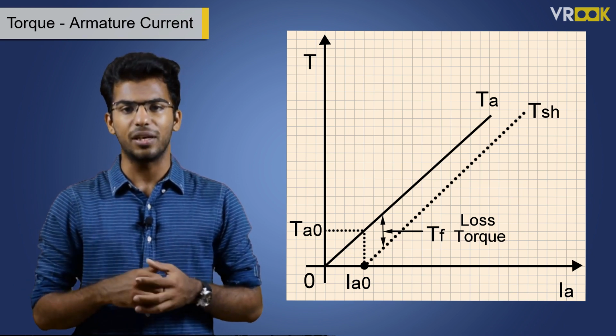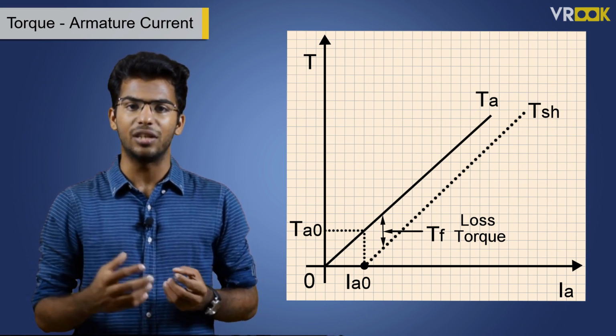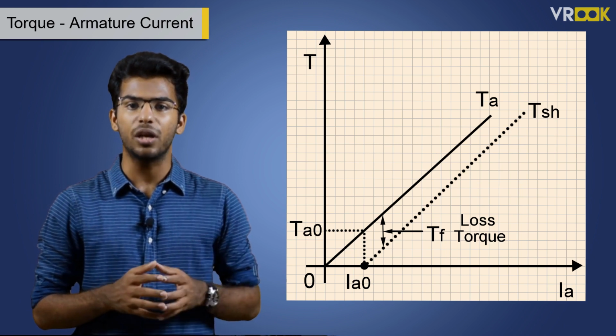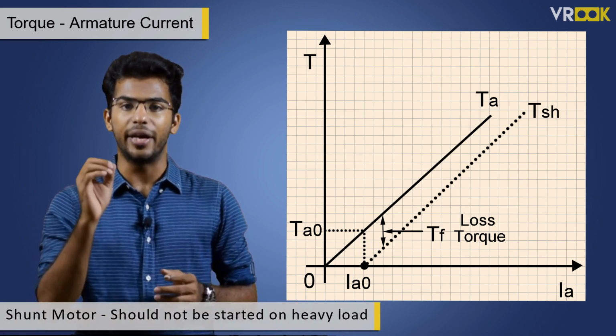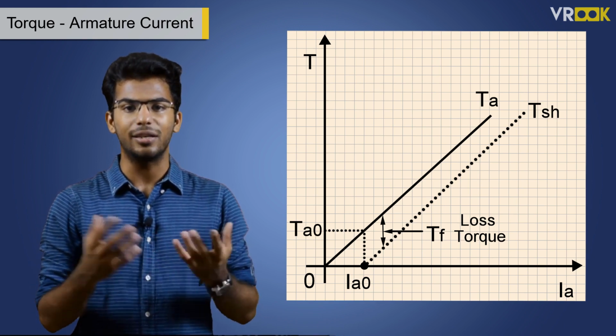We can infer from the graph that if the load is large, the torque required will be large and hence the current. Therefore, the shunt motor should not be started on a heavy load. This is about torque current characteristics. And the main inference is we should not start the shunt motor on a heavy load. Now, we'll move on to speed current characteristics.